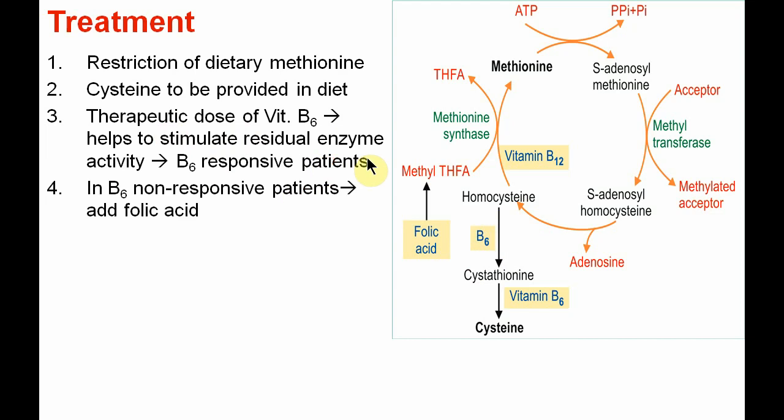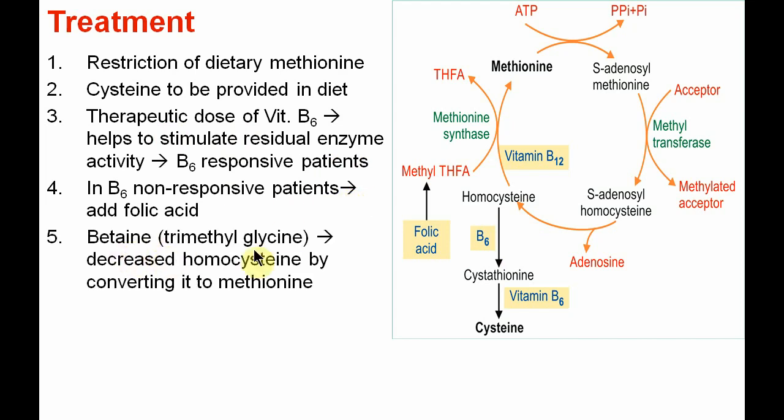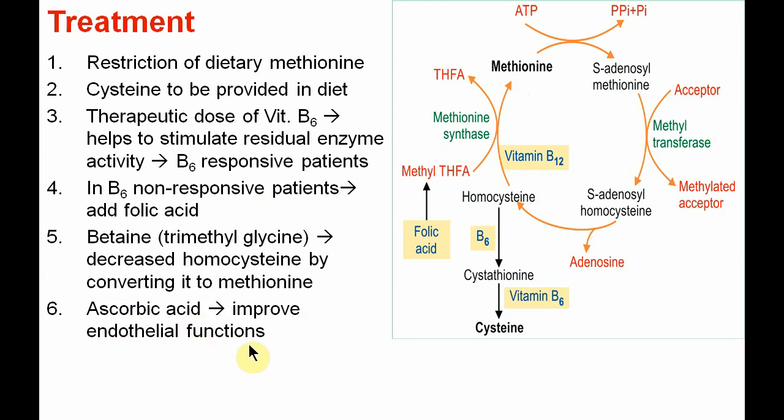But in vitamin B6 non-responsive patients, folic acid is added, which can be helpful. Betaine, which contains trimethylglycine, also decreases the homocysteine by converting it into methionine. The rise in methionine level here by betaine is raised above the baseline level of methionine, but it does not cause any adverse effect in the body. And lastly, ascorbic acid is provided in the diet to improve the endothelial functions, which are hampered by the accumulation of homocysteine in the extracellular matrix.